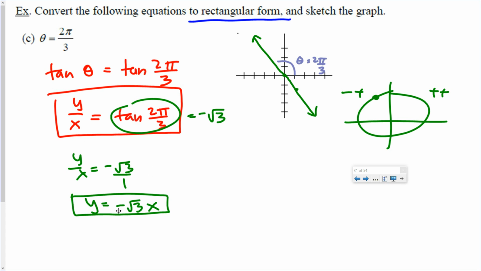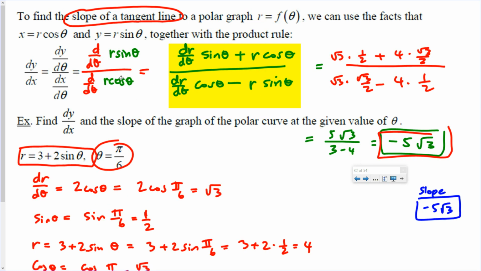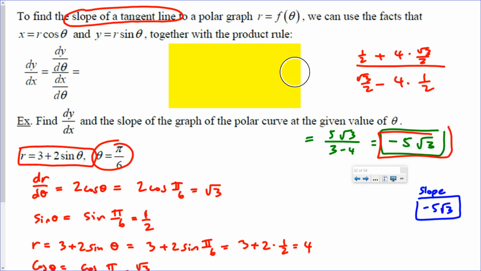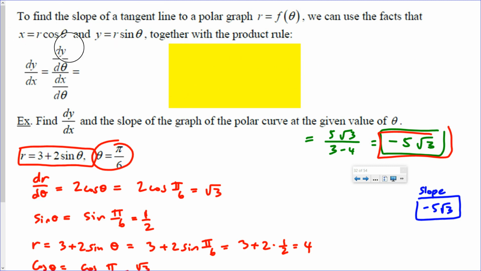All right. So this is the rectangular form. But you can draw just by knowing the angle. And then finally, the last thing you're going to learn today, on the bottom of your paper, is this right here. We're going to learn a new formula for dy dx. You already knew when you had parametrics that dy dx was dy dt over dx dt. We've already quizzed on that, right?